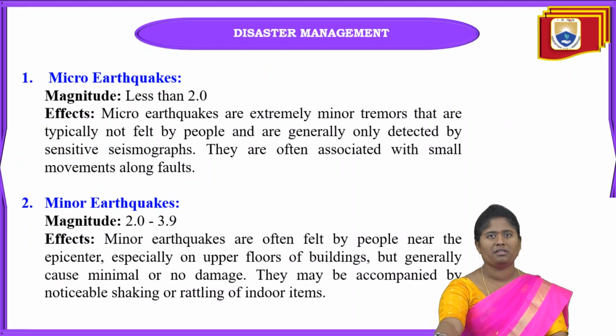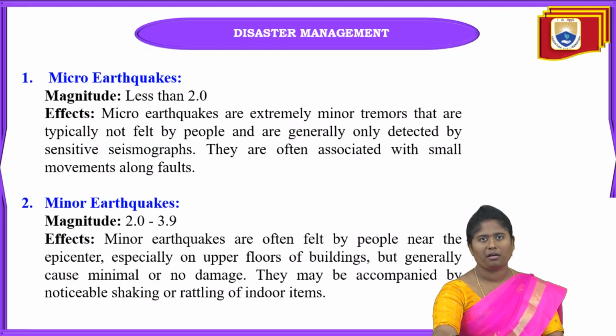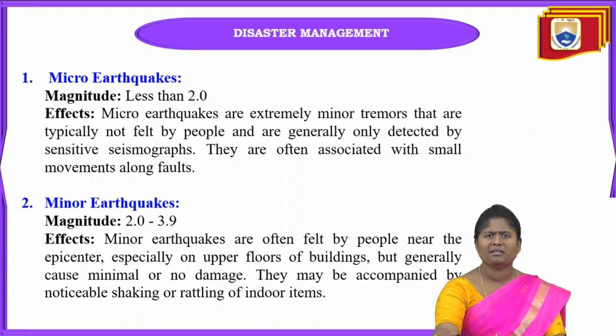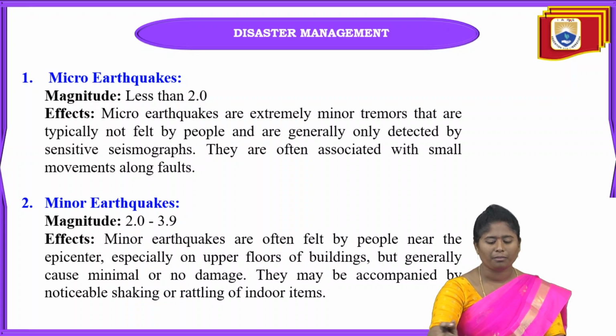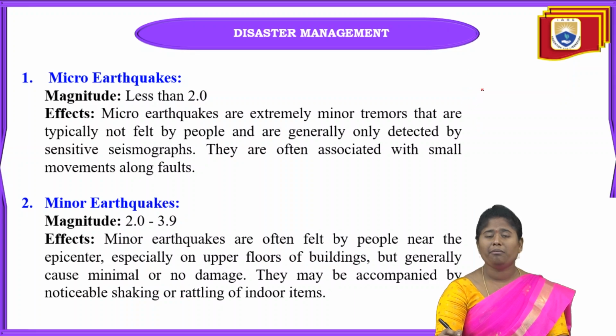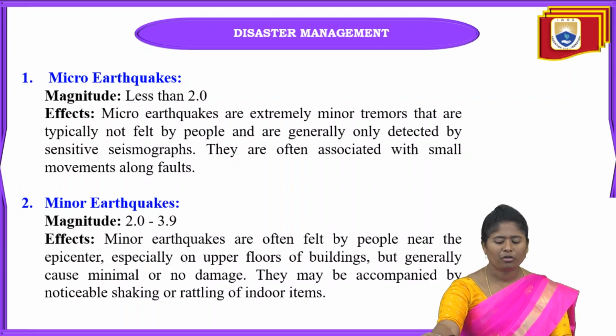Coming to the first one, that is micro earthquake. This micro earthquake magnitude is very small, just less than 2 only. There will be very little damage to the people and also less damage to the earth surface. Typically humans can't feel this type of earthquake. There will be just some shakiness in the earth surface only. That type of earthquake is called micro earthquakes.